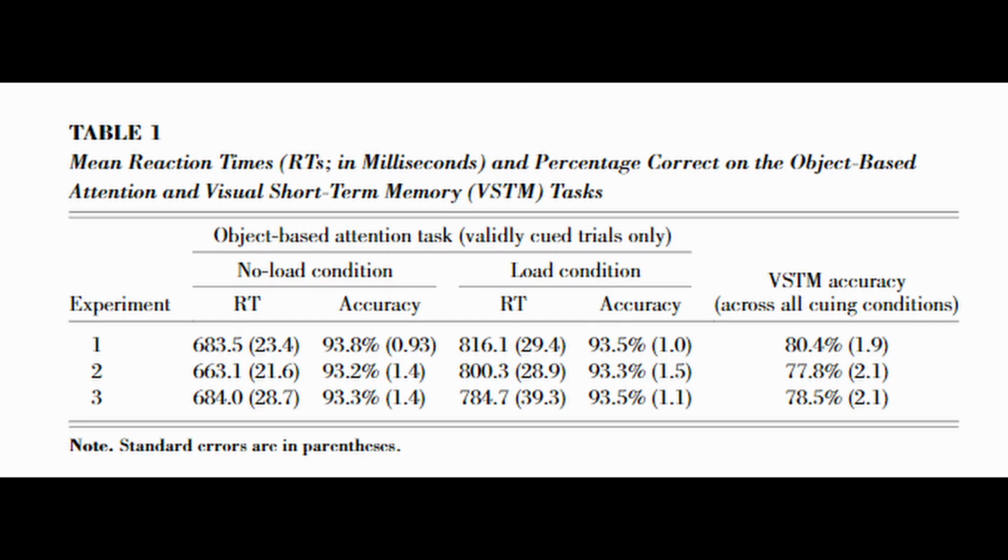Key findings. Experiment 1. VSTM interferes with amodal completion. In the no-load condition, when participants were not holding any information in VSTM, participants demonstrated typical amodal completion. Their response times were faster for targets in the same object, the occluded rectangle, than for targets in different objects.